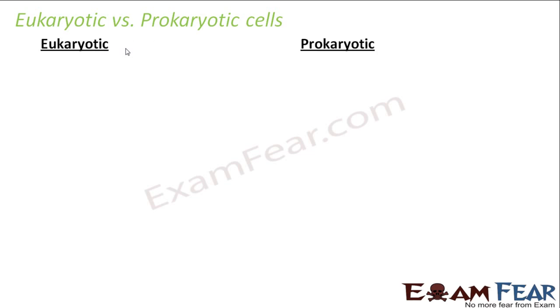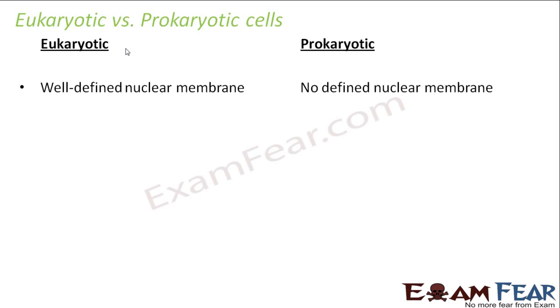When I talk of eukaryotic cells, they have a well-defined nuclear membrane. For example, outside the cell, you have a cell membrane. Similarly, outside the nucleus, you have a nuclear membrane. So in eukaryotic cells, we have a well-defined nuclear membrane, whereas in prokaryotic cells, we do not have a defined nuclear membrane. That means in eukaryotic cells, you have a specific nuclear region where the nucleus is located. But in prokaryotic cells, you do not have a specific nuclear region because there is no defined nuclear membrane. So the contents of the nucleus are scattered here and there, right?